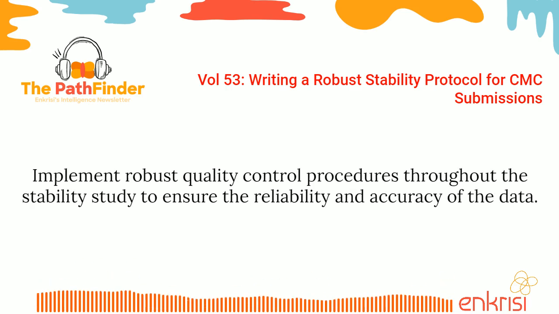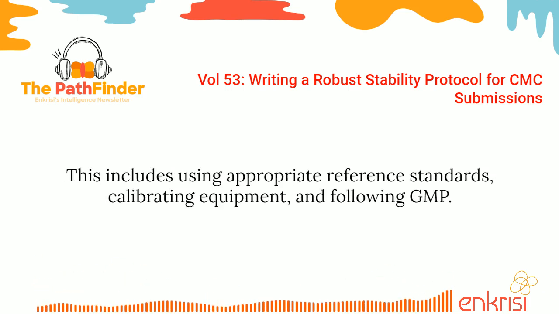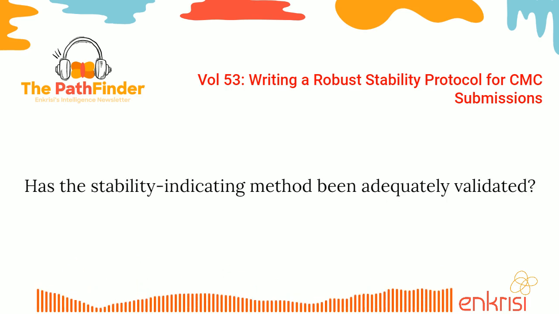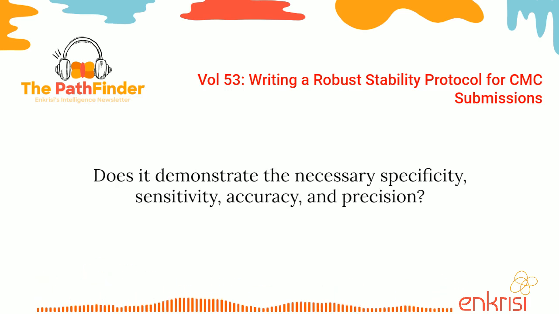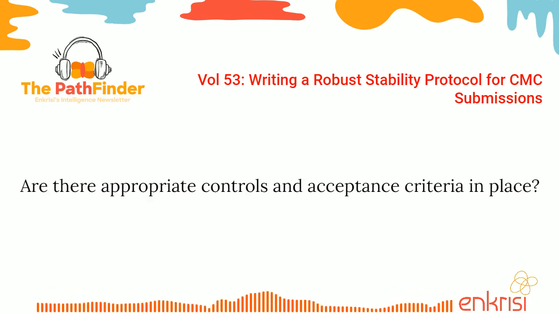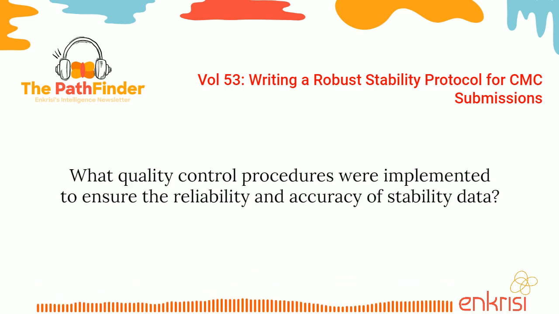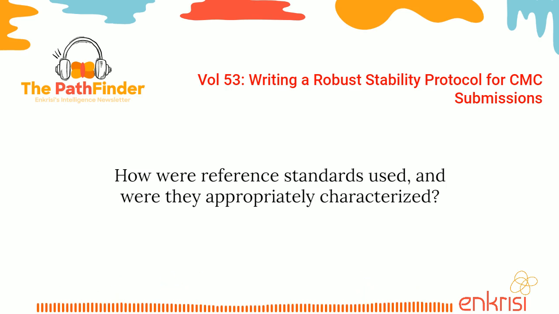Implement robust quality control procedures throughout the stability study to ensure the reliability and accuracy of the data. This includes using appropriate reference standards, calibrating equipment, and following GMP. Has the stability indicating method been adequately validated? Does it demonstrate the necessary specificity, sensitivity, accuracy, and precision? Are there appropriate controls and acceptance criteria in place? What quality control procedures were implemented to ensure the reliability and accuracy of stability data? How were reference standards used, and were they appropriately characterized?